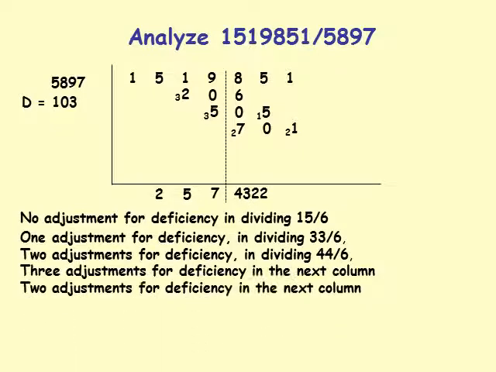Okay, let's continue here. Two adjustments for deficiency in the next column. There are 2 here, a 5 and a 0. Now it's 15 and a 0. 15 and a 0. Okay, let's continue here.